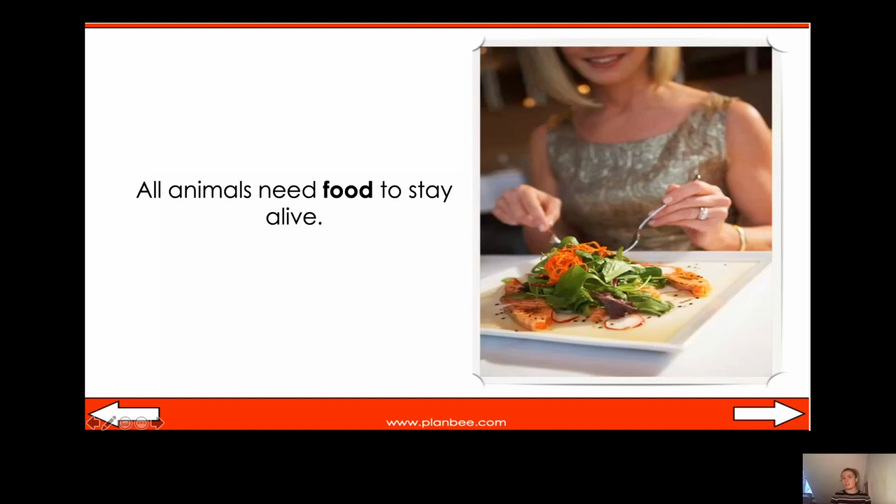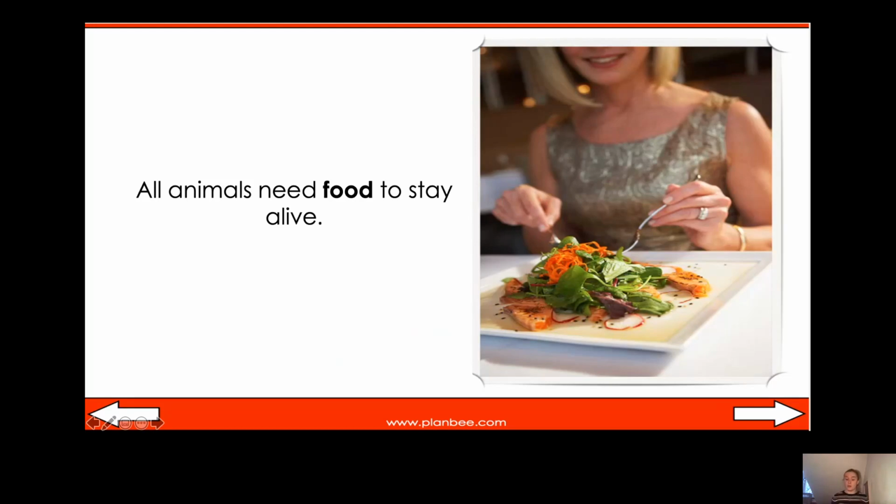Now, not only does food give us energy, but food gives us vitamins and minerals. You can find lots of vitamins and minerals in the fruit and vegetables that you eat, as well as other foods. And all of those vitamins and minerals help our bodies to stay healthy. And it also, as I said, allows us to develop and function normally, so to move normally.